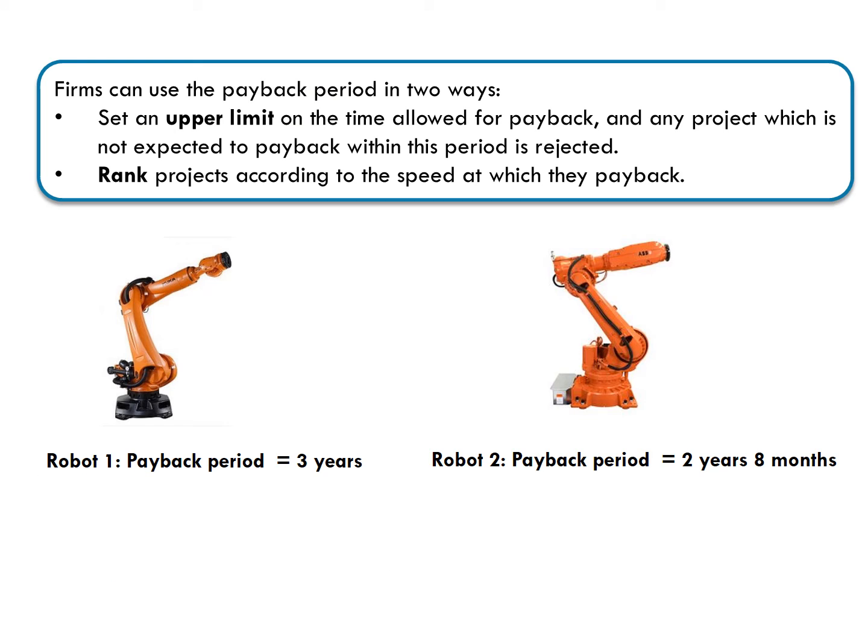Firms can use the payback period in 2 ways. They can set an upper limit on the time allowed for payback, and any project which does not or is not expected to pay back within this period is rejected. Or they can maybe rank projects according to the speed at which they pay back. So we might say that robot 2 here is preferable to robot 1 because it pays back over a slightly shorter time. This may be particularly relevant if perhaps the business is short of cash.